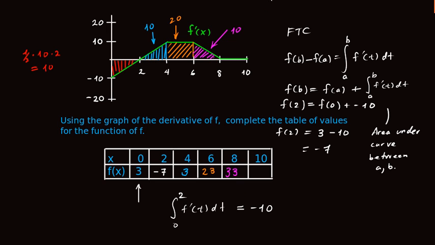And then finally, on the curve between 8 and 10, the derivative is 0, which means there's no change at all. The rate of change is 0, so I don't add anything. I stick at 33. So in each case, if I know f of a, I can go to f of b by adding in the integral of the derivative, which is the area under the curve for the graph of the derivative.